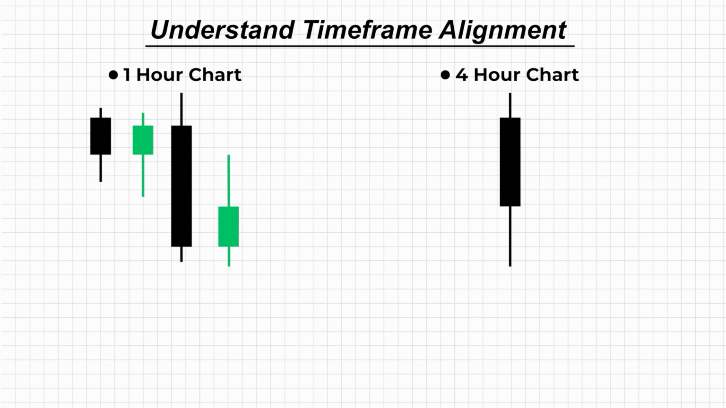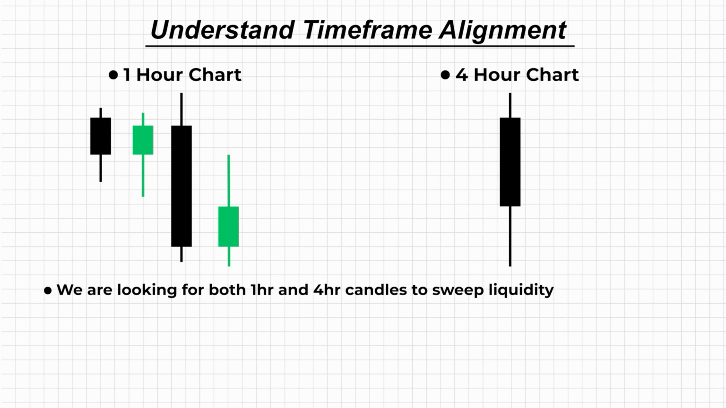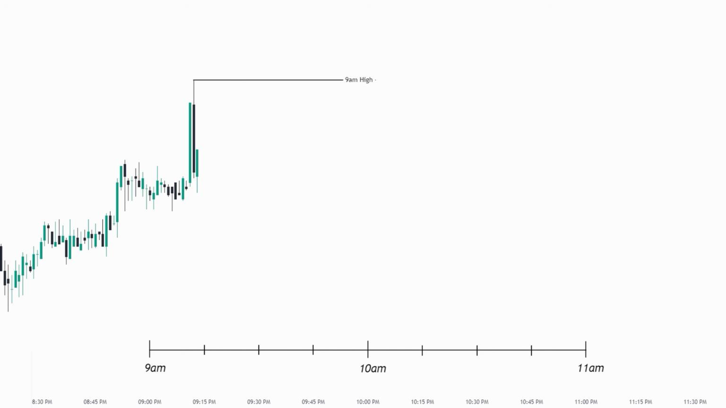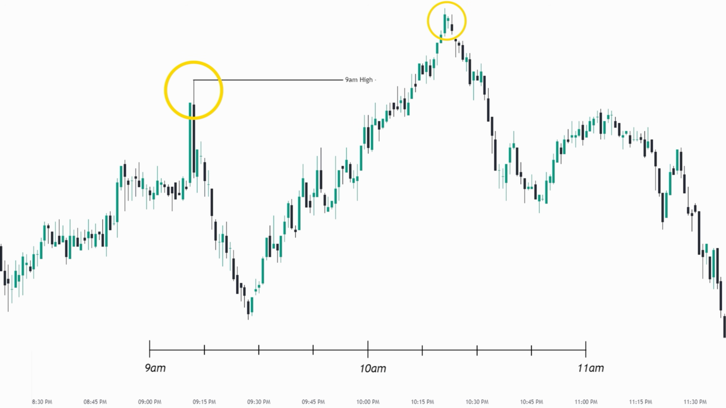Now, once the bias is established, we need time frame alignment between the 1-hour and the 4-hour charts. When both the 1-hour and 4-hour candles sweep liquidity in the same direction, we have alignment, and that's our first confirmation before moving on. If the 9 a.m. high marks a prior hourly high and the new 10 a.m. candle sweeps above it, that's a sweep of the 1-hour high.